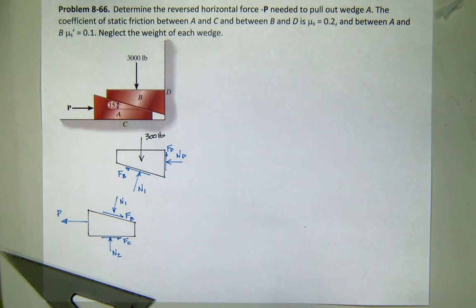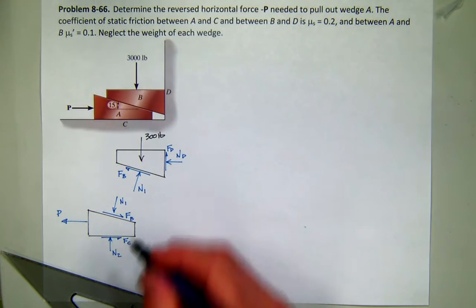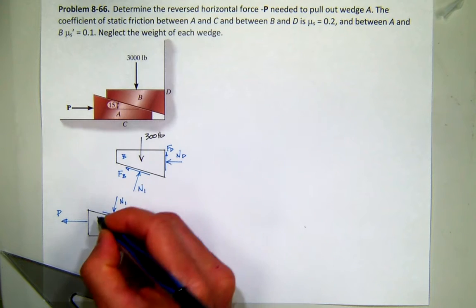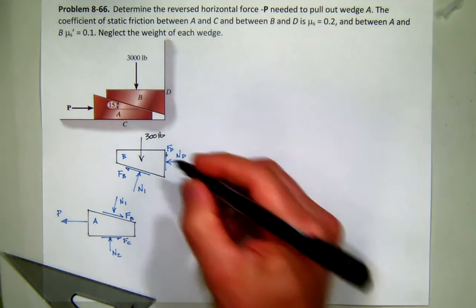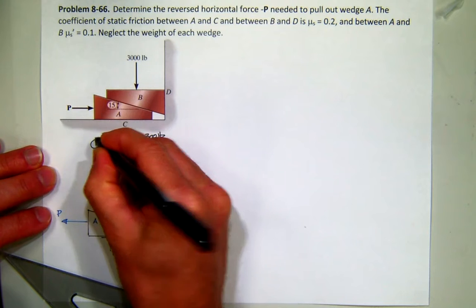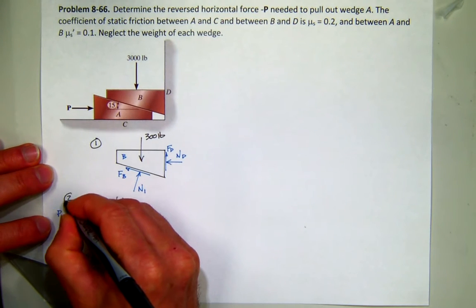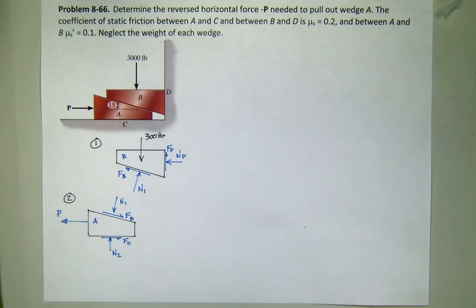And does block A weigh anything? Neither of the blocks weigh anything. There's just a 300-pound force on the top of block B. So this is block B. This is block A. So I'll just call this free body diagram 1 and free body diagram 2. So now we just need to look at them and see what we know and come up with a strategy.